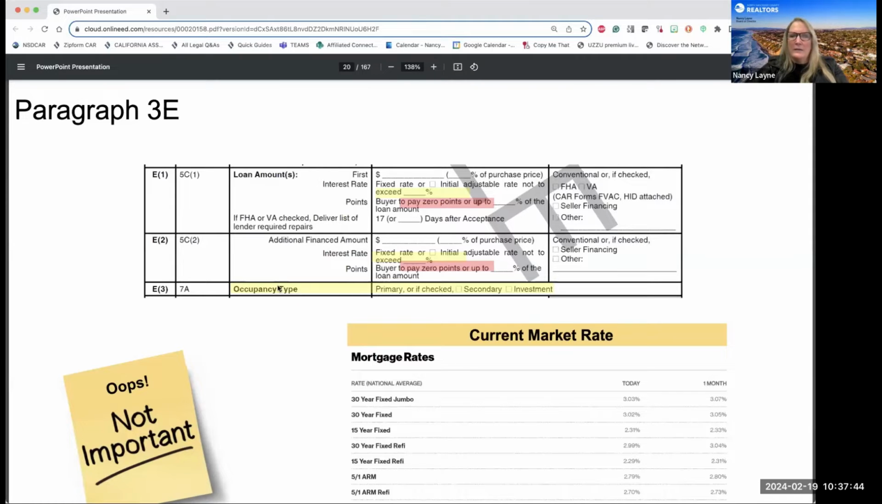And again, this occupancy type is automatically primary. If it's going to be a secondary home or an investment home, make sure you check that form as well.